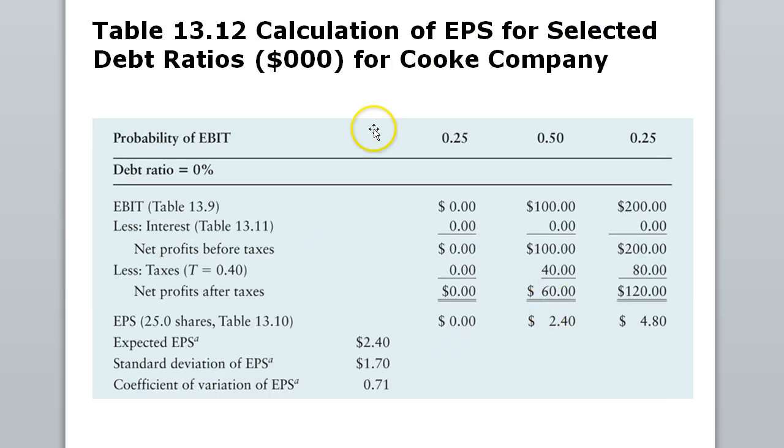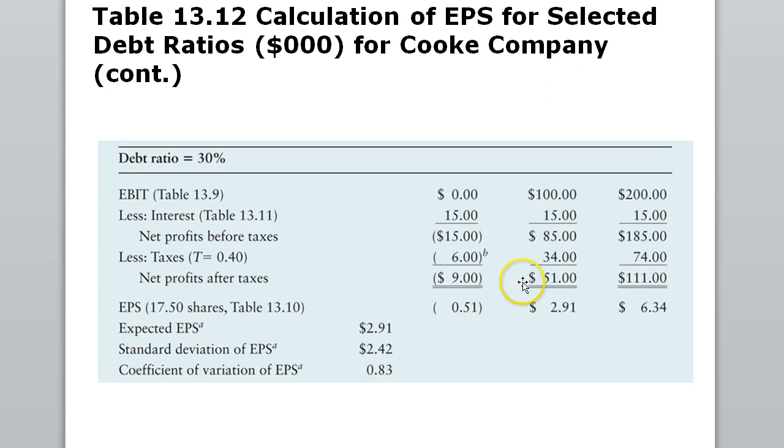So if we look at our debt percentage at 0, we wind up having earnings per share of 0, 240, and 480. So we could say the expected earnings per share is 240, standard deviation is 170, and the coefficient of variation is 0.71, if we want to put a little statistics into this information.